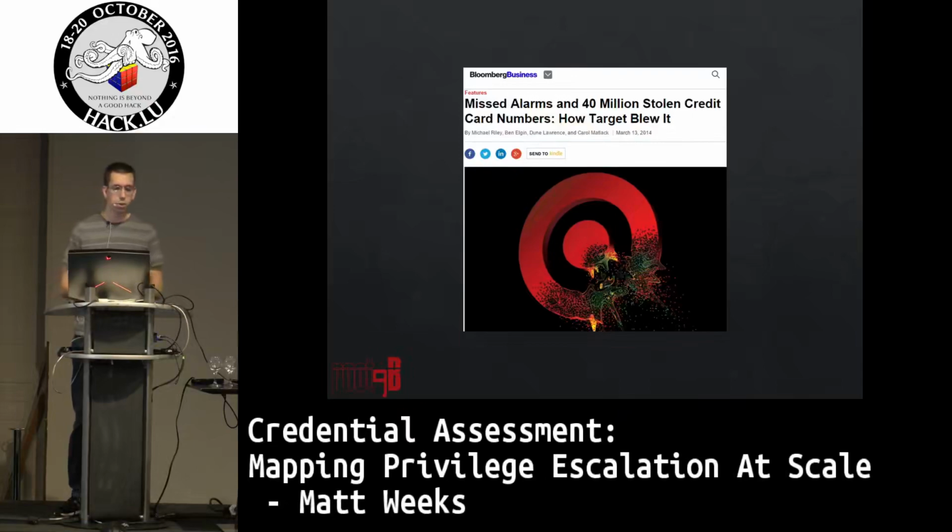Other newspapers, such as Bloomberg, posted "Missed Alarms and 40 Million Stolen Credit Card Numbers: How Target Blew It." So they focused on the fact, as you can see in the headline, that Target did have an intrusion detection system. It was a FireEye system, which had thrown some alerts during the process of this data exfiltration and exploitation. And those alerts got lost in the barrage of data that a typical security operations center sees, and the people working at Target were unable to filter out the signal from the noise and figure out, hey, these alerts mean there's actually something going on.